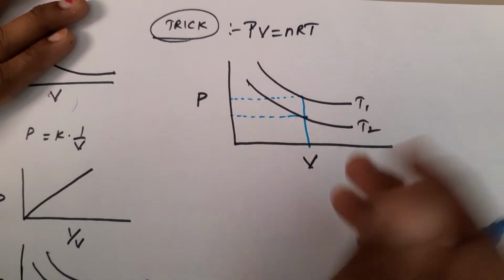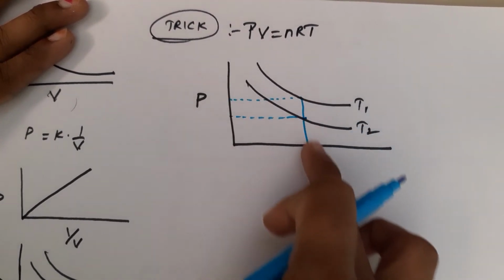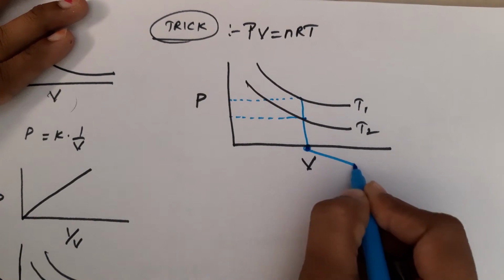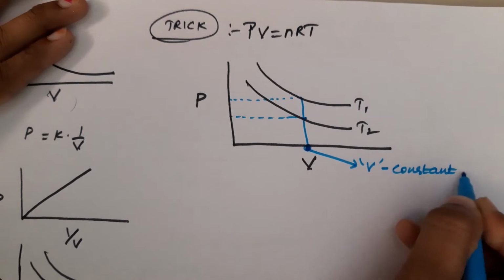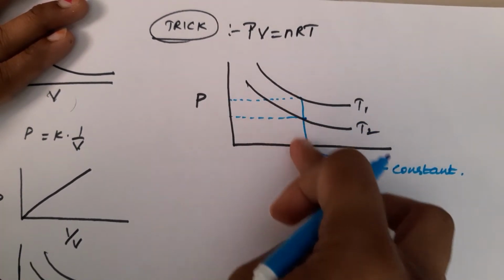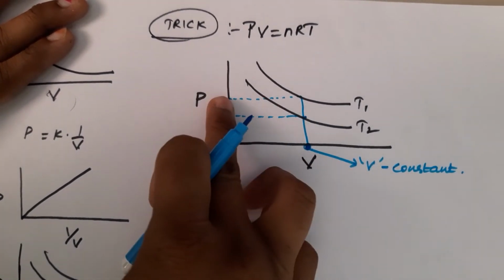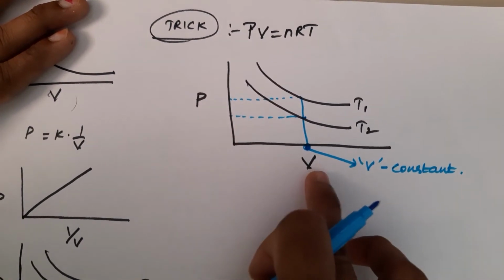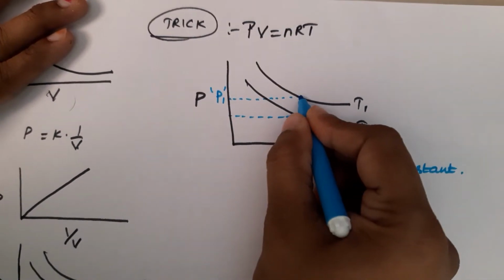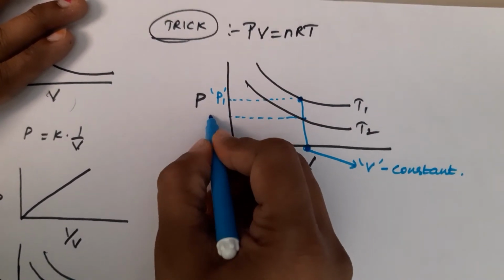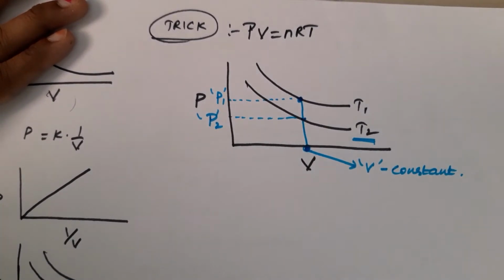Okay. Whenever we draw the vertical line, what is constant here? Volume is constant. Whenever we draw the vertical line, volume is constant. This vertical line I am taking as reference. And draw the horizontal line which touches the y-axis. Then what is this name? This is P1 which corresponds to T1, and this is P2 which corresponds to T2.